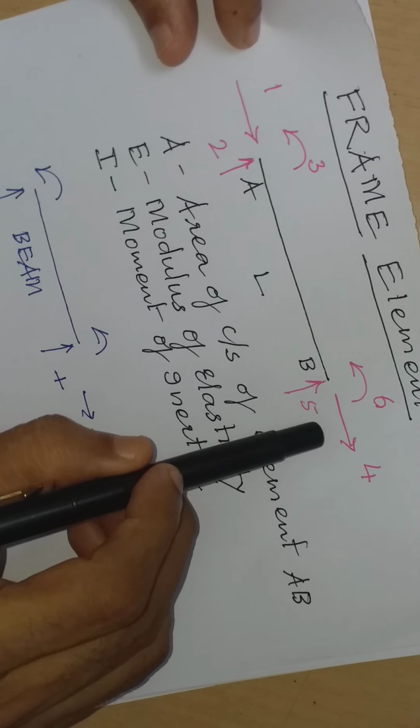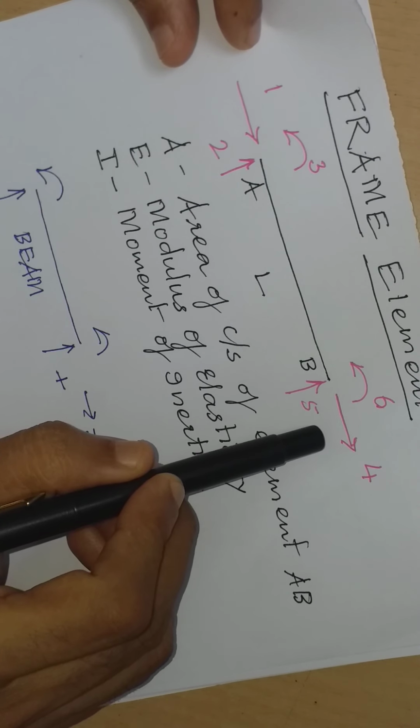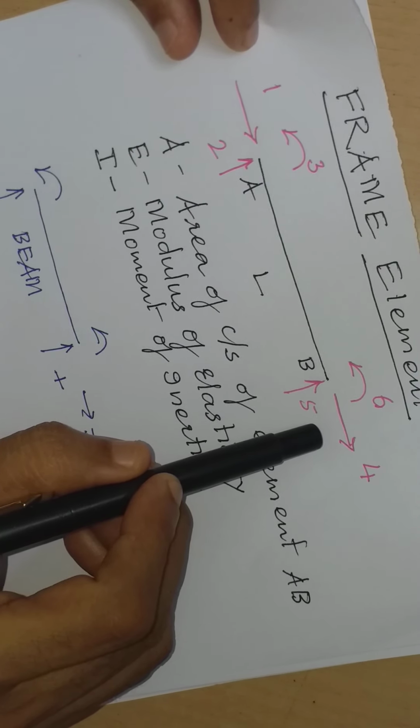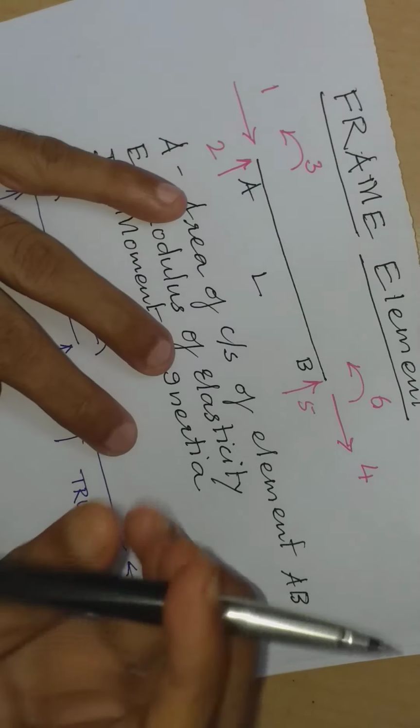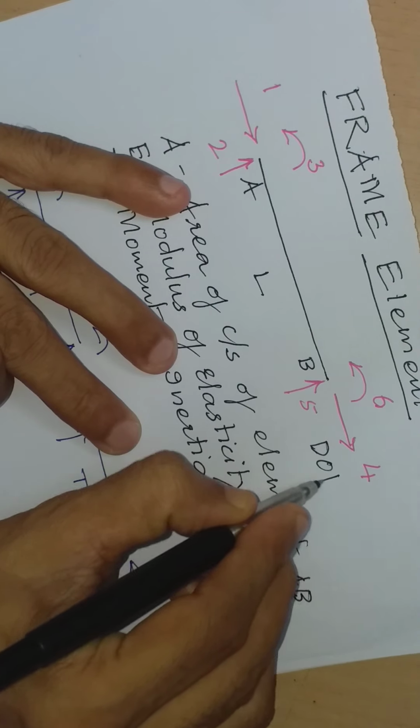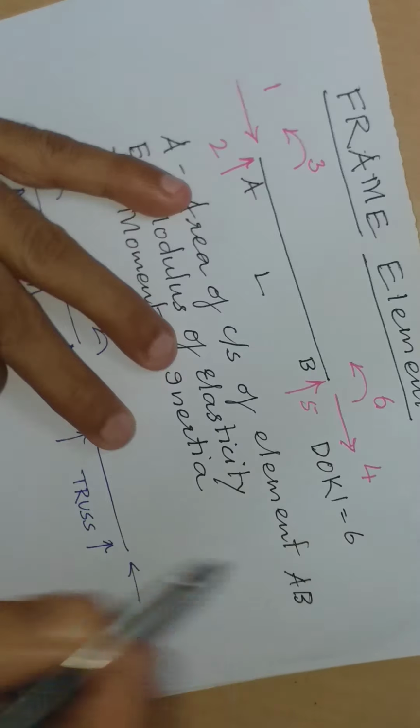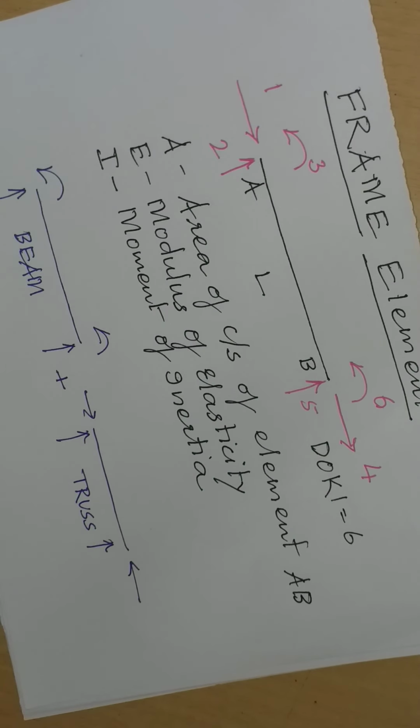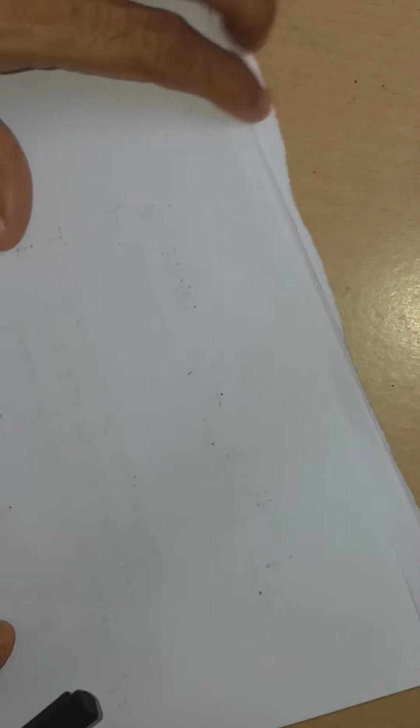Same three coordinates are at right hand joint, 1, 2, 3 and 4, 5, 6. So we have seen that the degree of kinematic indeterminacy for the frame element is 6, and that is why the stiffness matrix will be of the size 6 by 6. Now we will try to derive the stiffness matrix for frame element.